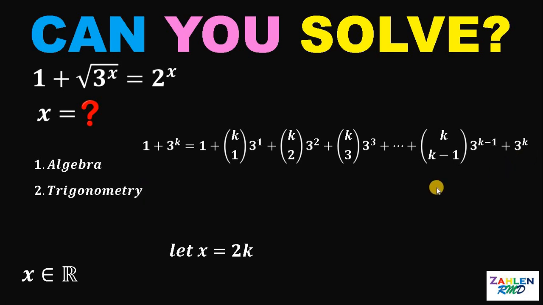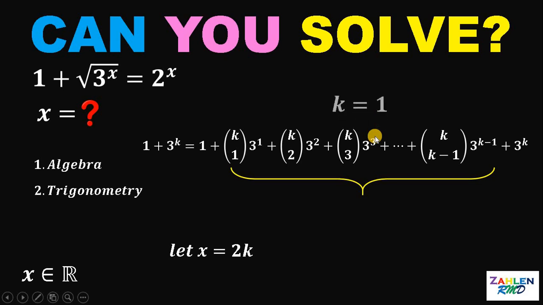Now let's focus on this result. And also take note that the left-hand side must be equal to the right-hand side. Therefore, these middle terms must be gone, or simply 0. And in order to do that, k must be equal to 1. If k equals 1, the left-hand side is just 1 plus 3 raised to 1, and on the right-hand side, this is just 1 plus k choose 1 times 3 raised to 1. And both sides are just equal to 4. Therefore, k must be equal to 1.